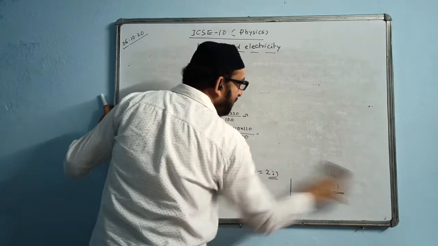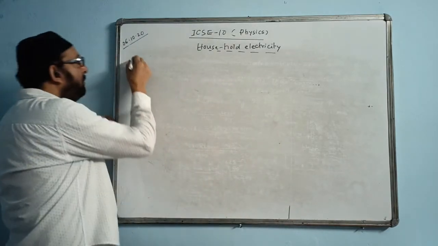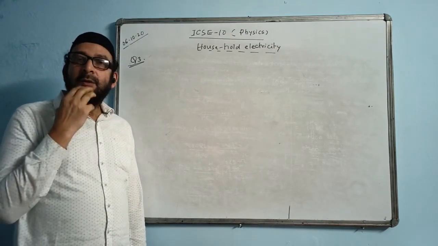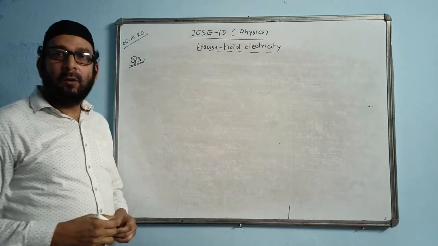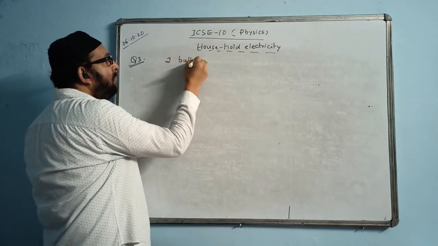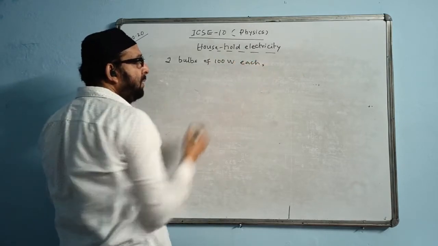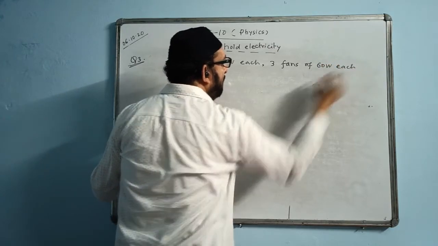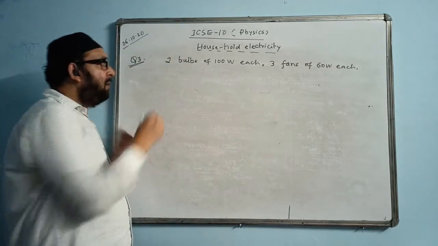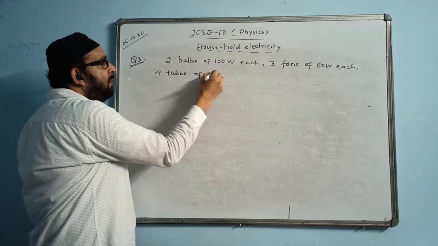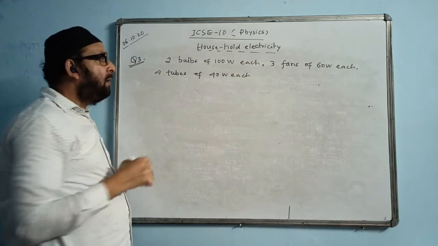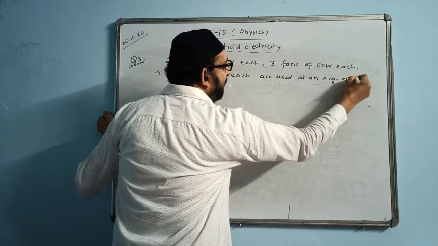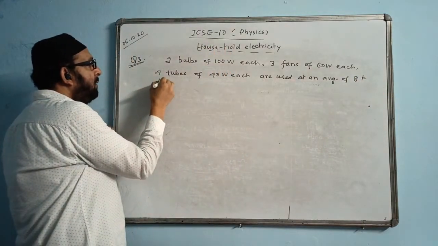Okay. Now another type of problem. Question number 3, the third problem. You can write down the question. Question says: two bulbs of 100 watt each, three fans of 60 watt each, four tubes of 40 watt each are used at an average of 8 hours daily.